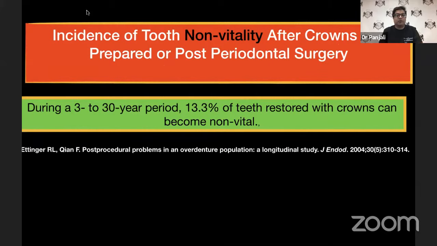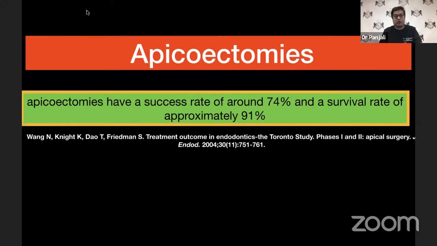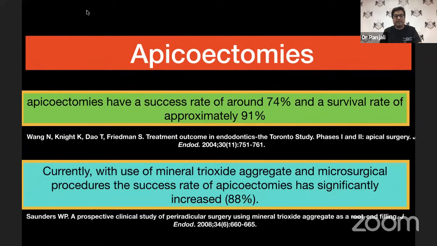Also, when we are doing crowns in a 3 to 30-year period, this study has indicated that almost 13% of these teeth will have to be restored in some way or the other later on. And of course, advanced periodontal disease is also one of the things that we take into account. Apicoectomies, on the other hand, the success rate is not as high as you would expect it to be.